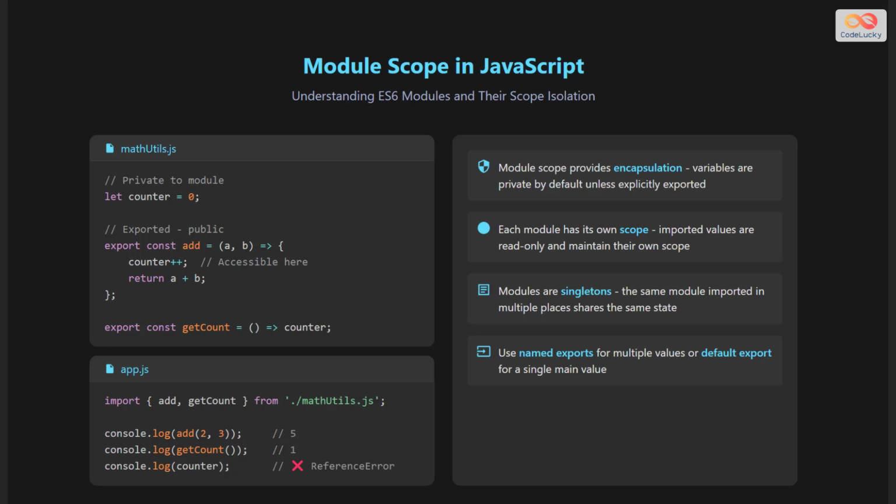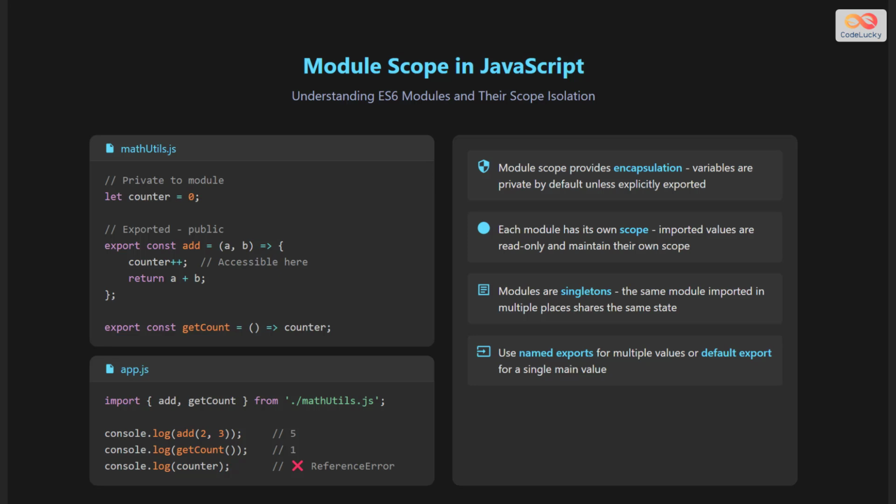The code shown here demonstrates that a variable counter is private to the mathutils module and can only be accessed inside it. The add and getCount functions can be exported and used in another module like app.js. In app.js, the counter variable cannot be accessed directly. Only add and getCount can be accessed, and these maintain their own scope from mathutils.js.